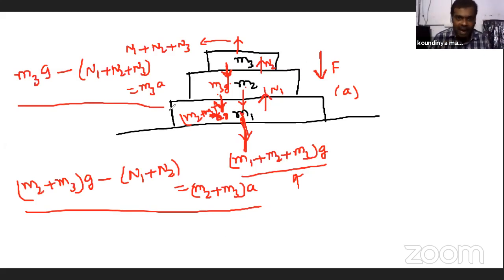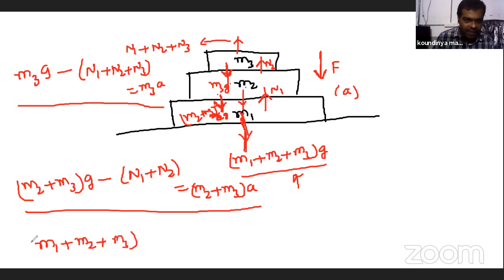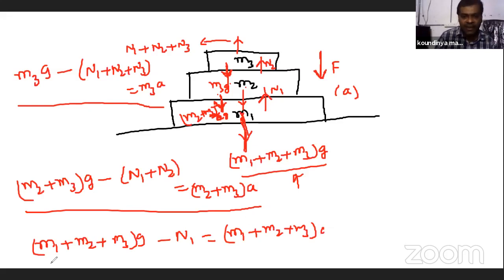ఓకే, అయితే అలాగే M1కి what I can write is M1 plus M2 plus M3 into G minus N1 is equal to M1 plus M2 plus M3 into A. By using these three equations, I can find acceleration and then normal force N1, N2 and N3. These are the possible cases in the horizontal surface.